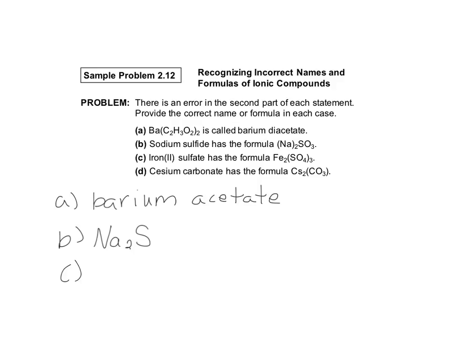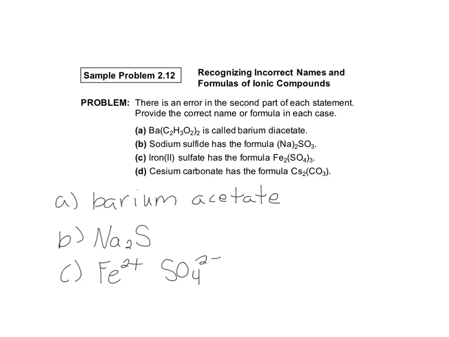All right, part C, iron(II) sulfate. The name is correct. What is incorrect is the formula in this part. Let's see if we can figure out what's going on here. Iron(II) suggests that iron has a 2+ charge, because it's got the Roman numeral II after it. Sulfate, if I look on my polyatomic ion chart, is SO4 with a 2- charge. So that is where the error lies.